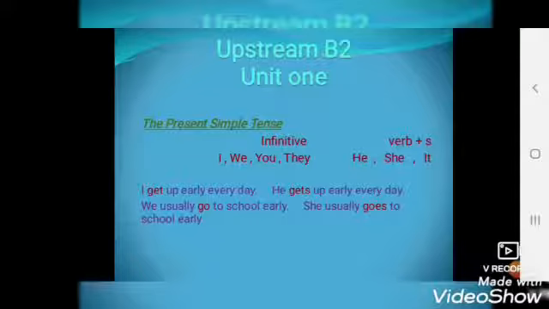As you see in the example, when I say I, I use the infinitive: I get. But when I use he: he gets. Also, in the second example, we usually go. We use the infinitive because of go or because of we. But when we change we into she, she usually goes. We use verb plus s.